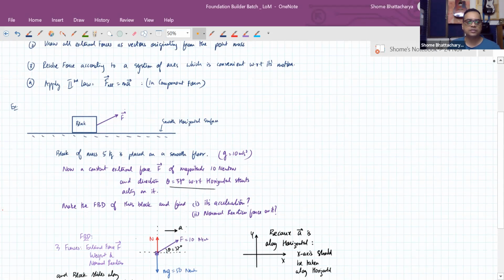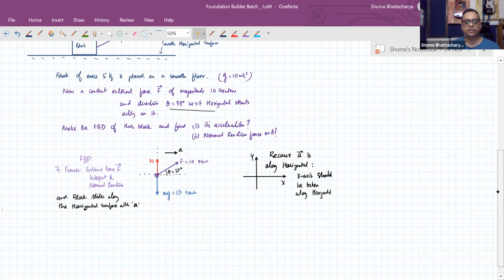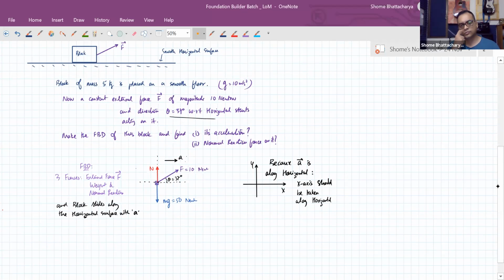Okay. So as you can see, we have done these steps. We have shown the forces acting on the body. Okay. Now we need to do the next step, that is resolve the forces along the axis which is convenient for us. So this particular diagram here is called the free body diagram. Next, we need to resolve F into components along x and y axis. Mg and normal reaction don't have to be resolved because they are anyway only vertical forces.